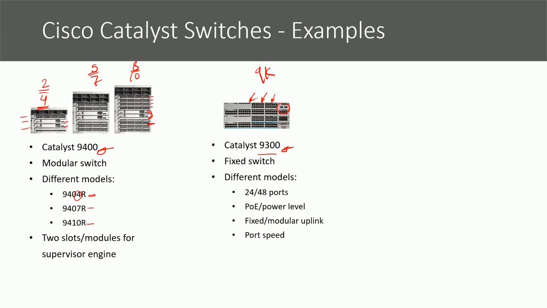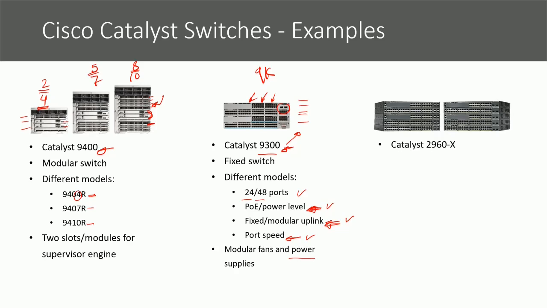Fixed switches usually have different models. They usually have 24 or 48 ports. Different switches have different PoE levels. They have the option of mixed or modular uplinks, and they have different port speeds that can be 1 gig or more than 1 gig. And that's why within the same series, you can find multiple part numbers or many products under the same series, and every product has different number of ports, different PoE level, different options for uplink, and different port speed. But all models have modular fans and modular power supplies.